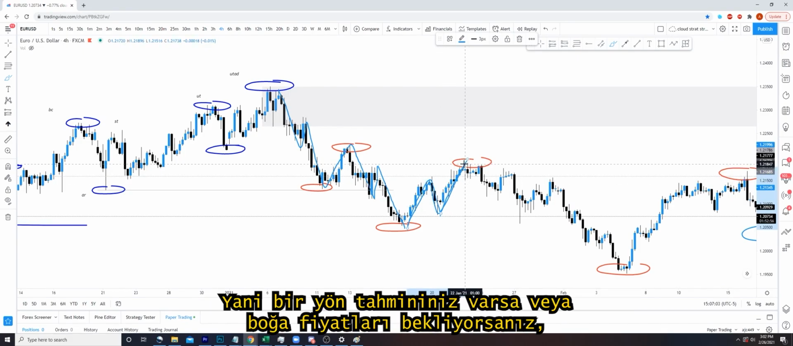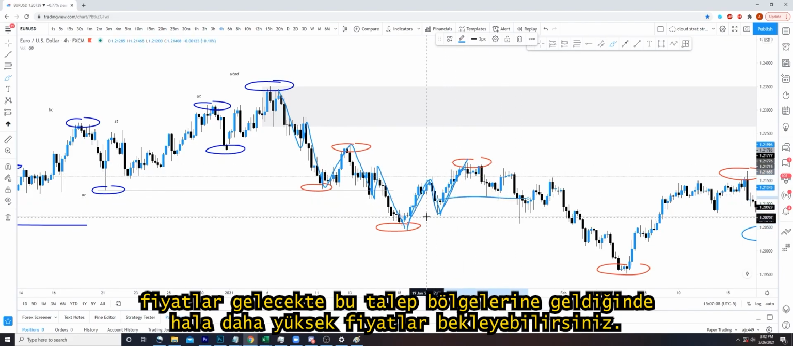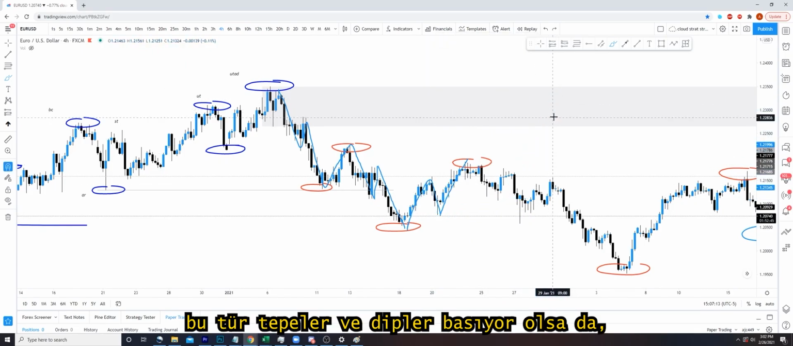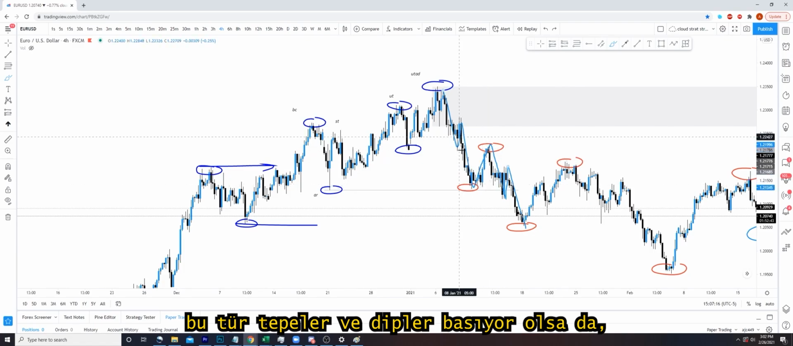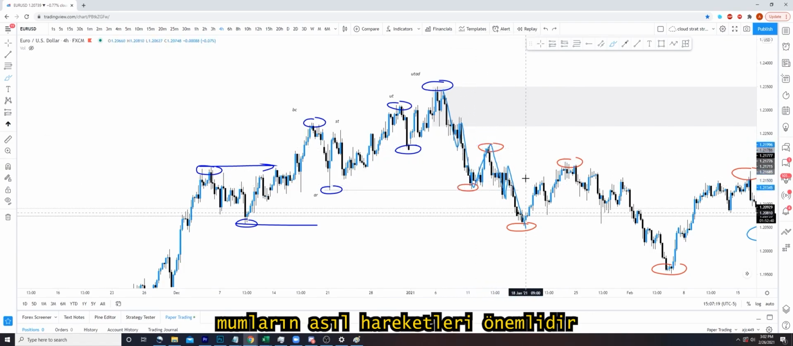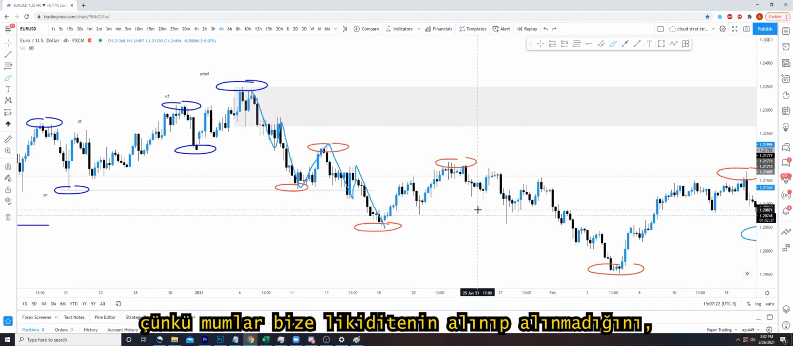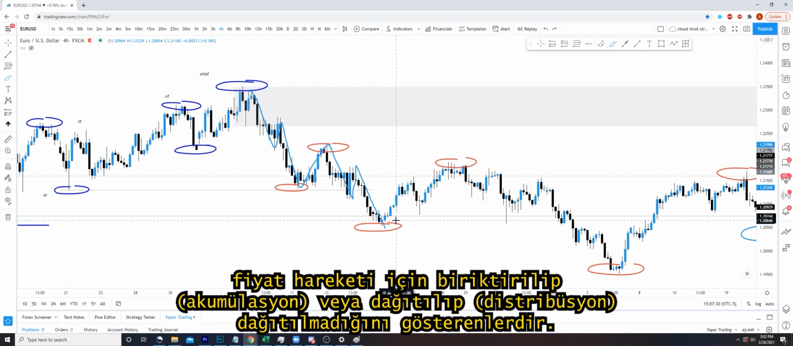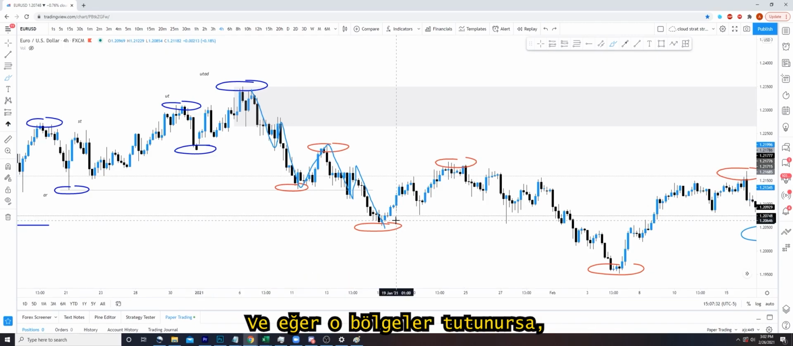So if you had a bias, or if you were expecting bullish prices, you could still expect bullish prices from these areas of demand in the future when price taps them to expect higher prices. Why? Because just because the overall swings are projecting these types of highs and lows being printed in the market, the actual moves of the candles are what matters, because the candles are the ones that are showing us whether liquidity is being taken, whether that liquidity is potentially being accumulated or distributed for bullish price action or bearish price action. And then if those areas are to hold, then we understand where institutional order flow is now heading.